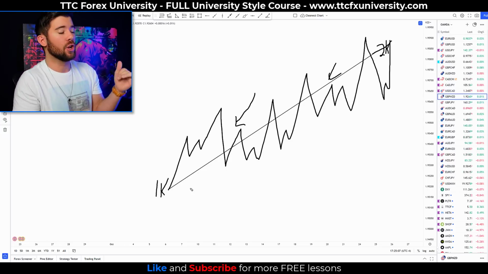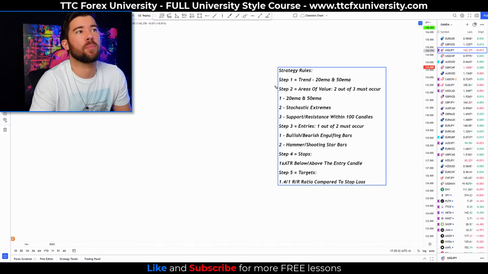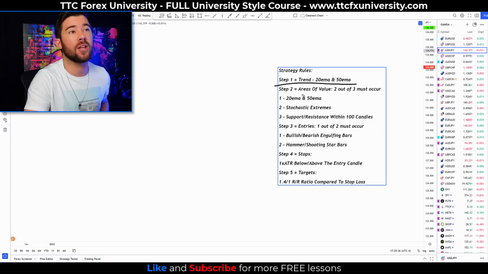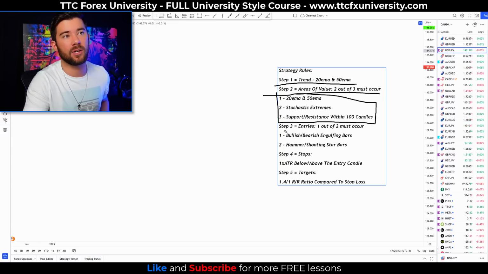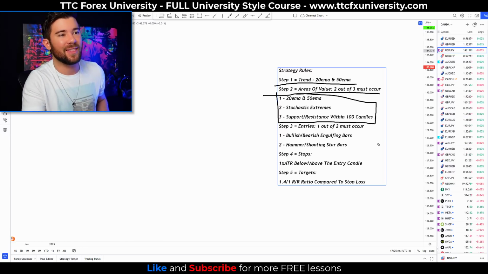Now I want to go back to our rules of this strategy. As a quick review, we're looking for price to be in trend based on the 20 and the 50 EMA. We are then looking for 2 out of 3 of the areas of value I have listed here. After that, we're going to be looking for an entry. Our entries are the 2 candlestick patterns I've shown you earlier in the video.